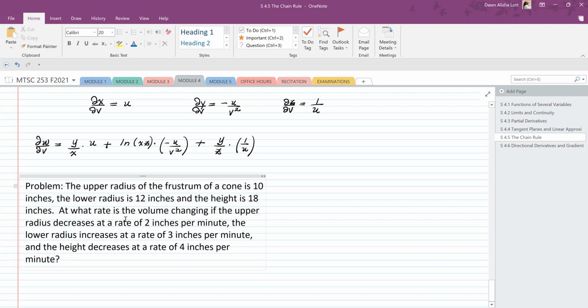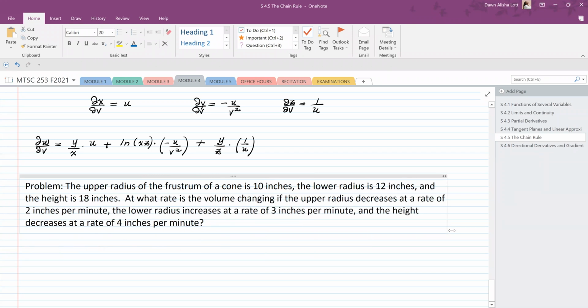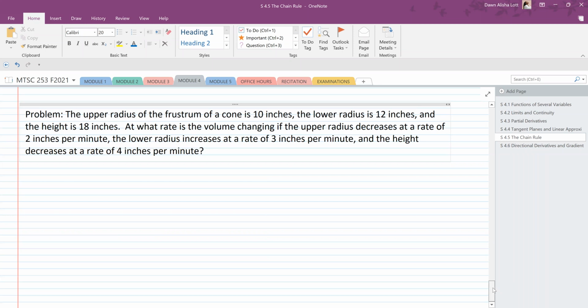Okay, so let me explain this problem. So we have the frustum of a cone. The frustum of a cone is as if you took a cone and you chopped it off. So the upper radius is 10 inches and the lower radius is 12 inches.